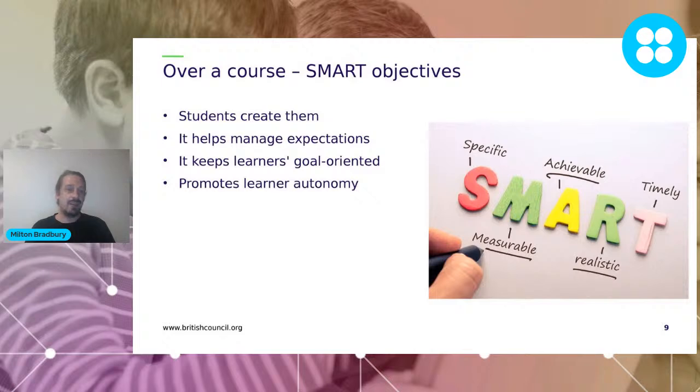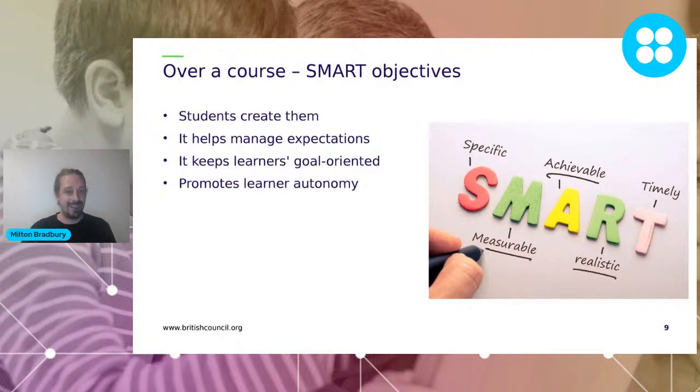An example of a SMART objective might be, by the end of this course, I want to be more confident in talking with a client over the phone about a new product. So that's quite a specific aim. It's measurable. How do you measure it?